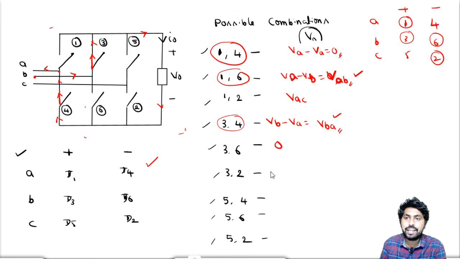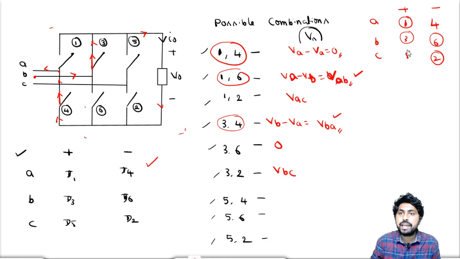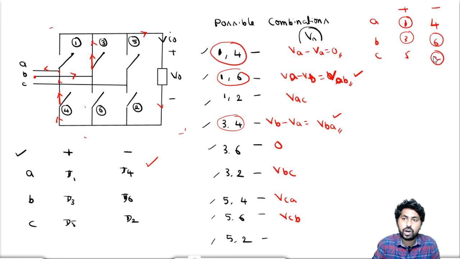So next, when 3 and 2 are closed, now you can fill the remaining combinations. When 3 and 2 are closed, 3 is B positive and 2 is negative, so it will be VBC. When 5 and 4 are closed, it will be VC minus VA, so VCA. When 5 and 6, VC minus VB, so VCB. When 5 and 2, positive is connected to the C phase and 2 is also connected to the C phase, so VC minus VC will be 0.